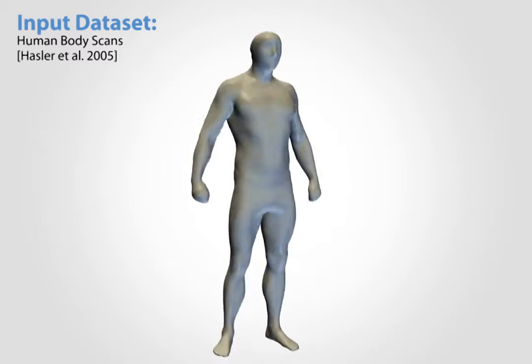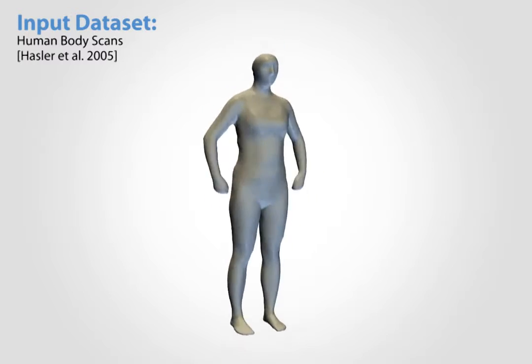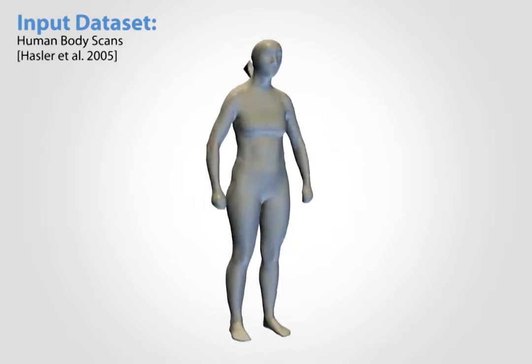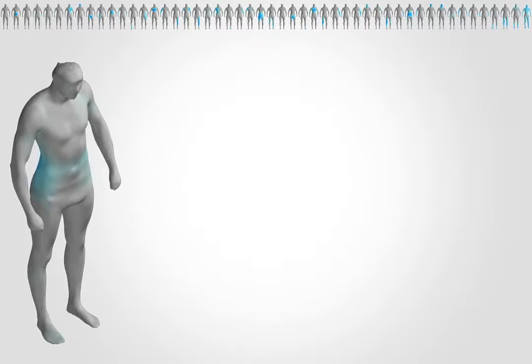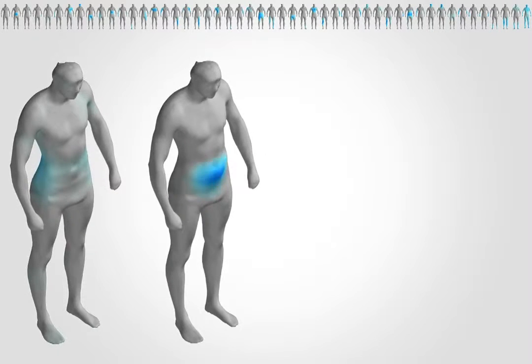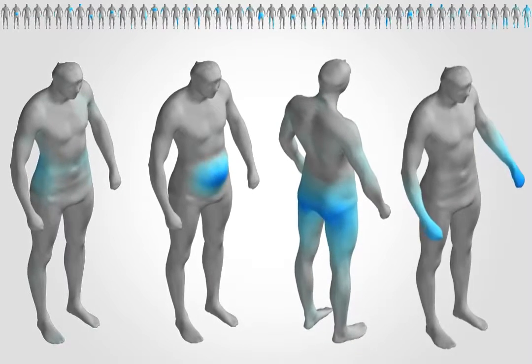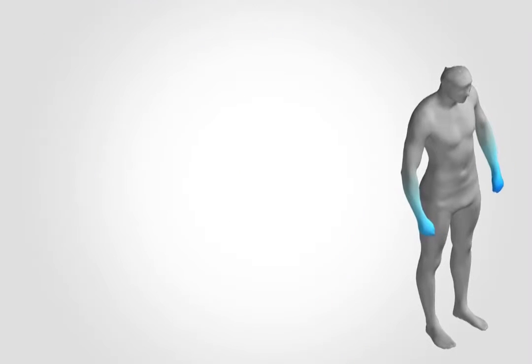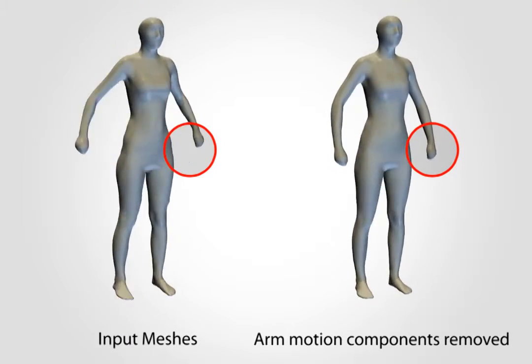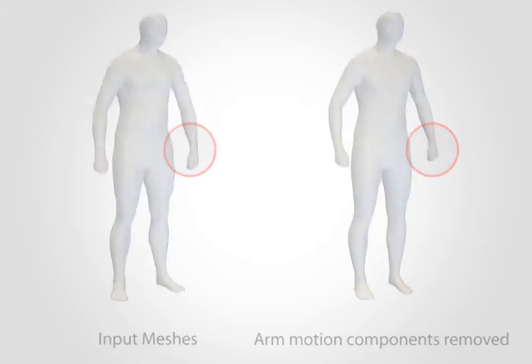Our method works for any mesh dataset, such as this collection of human body scans. The automatically discovered components show deformations localized on specific body parts. The scans don't show the same pose exactly. To our surprise, some of the components found by our method exclusively showed pose changes. We can remove such components, for example, to align the arms in the dataset.